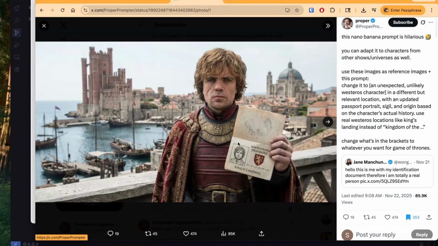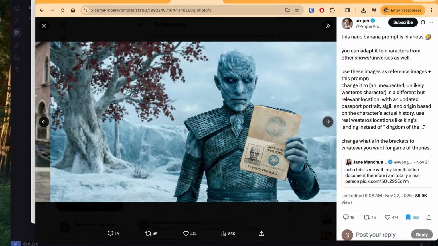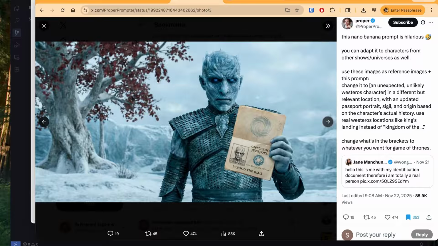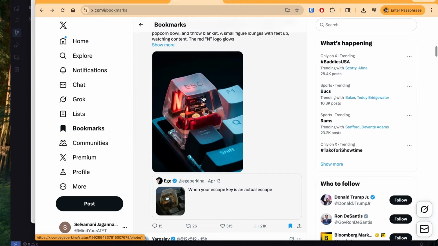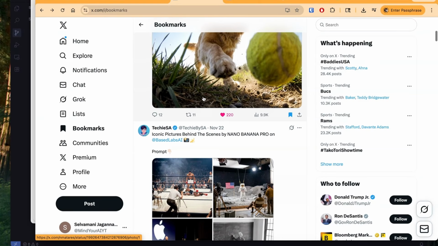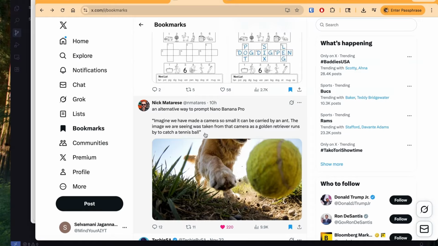This is another interesting thing you can actually create. So this guy gave the prompt as well. You can create any character. Gemini Nano Banana Pro is creating images of people that earlier it would not create. It used to say I cannot generate a celebrity image, but now it doesn't care. It's almost like somebody unleashed it. This obviously is a Game of Thrones reference, and this is another hilarious thing. Try Gemini 3, the most intelligent model, and Sam Altman is like, he's all bloody in his face. Yeah, so that's amazing.